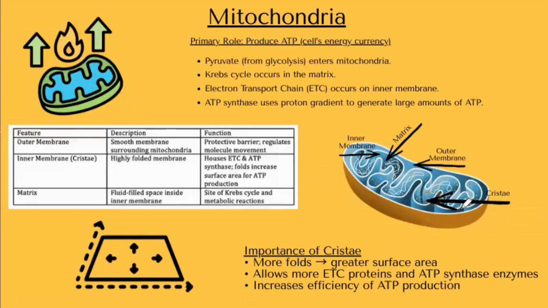And the folds are important because they allow for not only greater surface area. So if you want to think of surface area, you want to think in terms of this idea that you have more space essentially, and it allows for more electron transfer chain proteins and ATP synthase enzymes to increase the production of ATP. So all of these folds here, not just this fold, but this one and this one, is really important because it allows for more openings for ATP to be produced, which is great because that's the purpose of mitochondria, to produce the most ATPs.